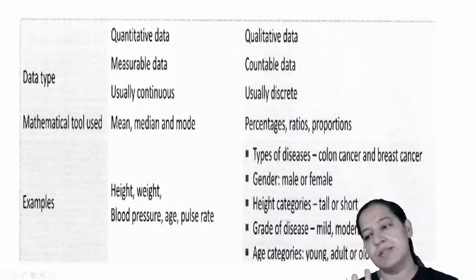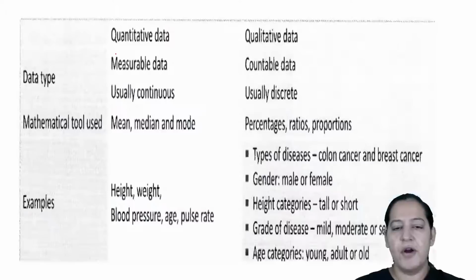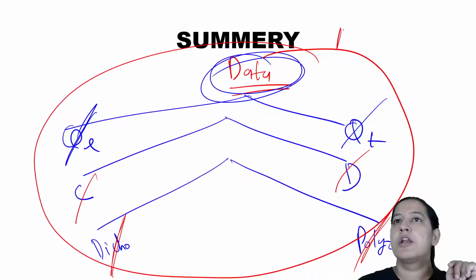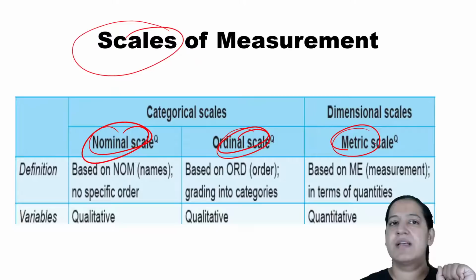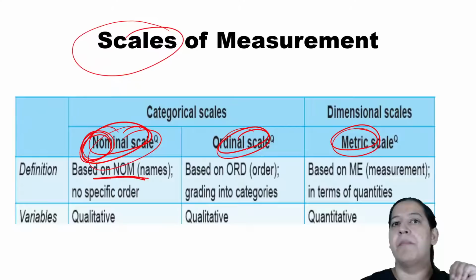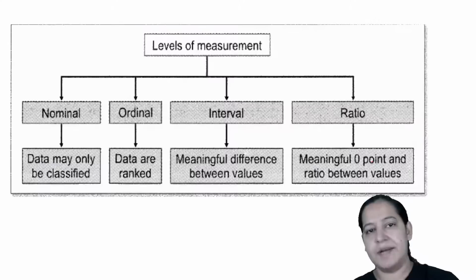Now coming on to scales of measurement. For this data, we have three scales of measurement. What are the three scales of measurement? Nominal, ordinal, and metric. NOM is the mnemonic. Nominal scale, ordinal scale, and metric scale. Nominal stands for name. Ordinal stands for order and metric stands for measurement.